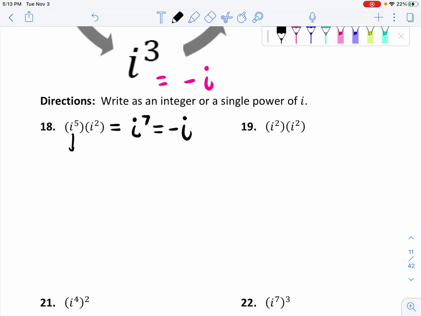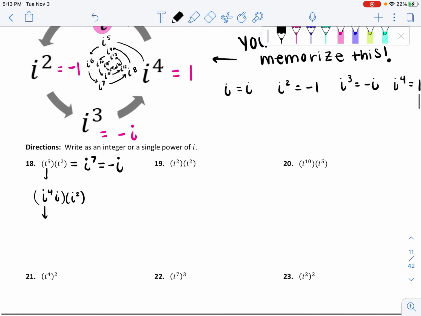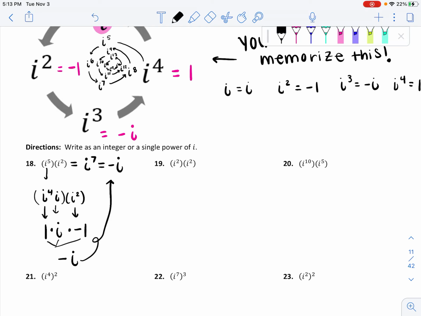The other way that you could do it is you could break this down and say, okay, well, i to the 5th is i to the 4th times i. And i squared. So according to the thing that you should memorize, i to the 4th is 1. i is just i, so it's 1 times i. And then i squared, according to the thing you should memorize, is negative 1. So 1 times i times negative 1 equals negative i. But we got that already because we just kept going with our chart over here.